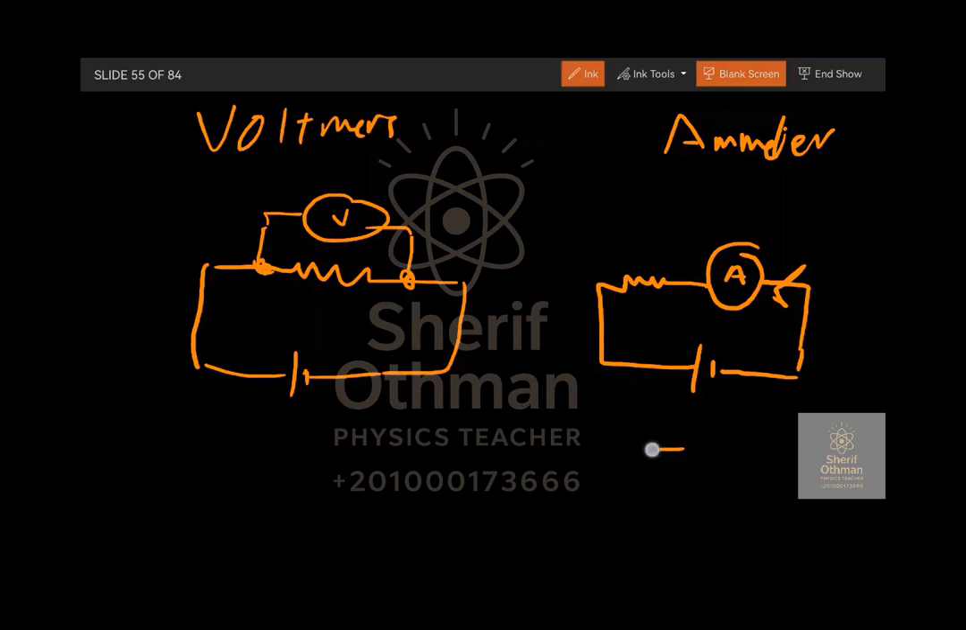If I connected the ammeter in a parallel connection, the amount of charges which flows through the circuit is going to be branched, and some of it moves in this direction and the rest moves in this direction, which means the ammeter will not measure all of the charges that flow through the circuit, which is not correct and will provide a wrong reading. So the ammeter is connected in series.